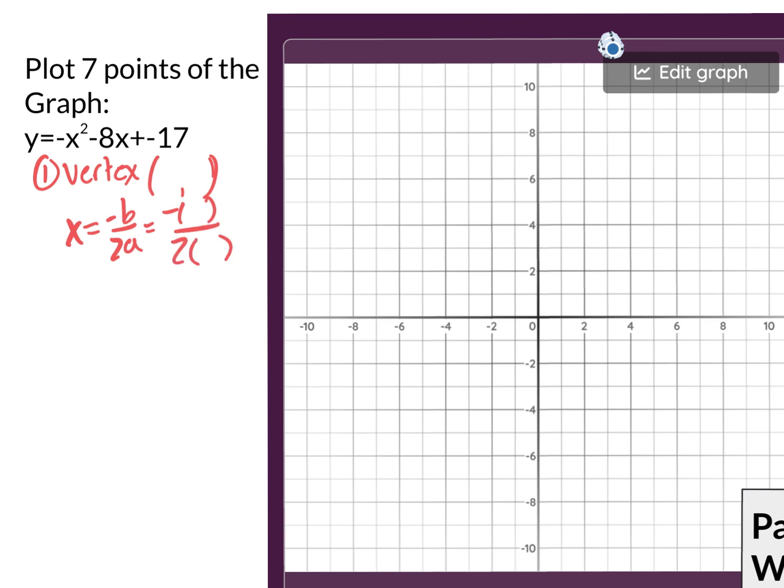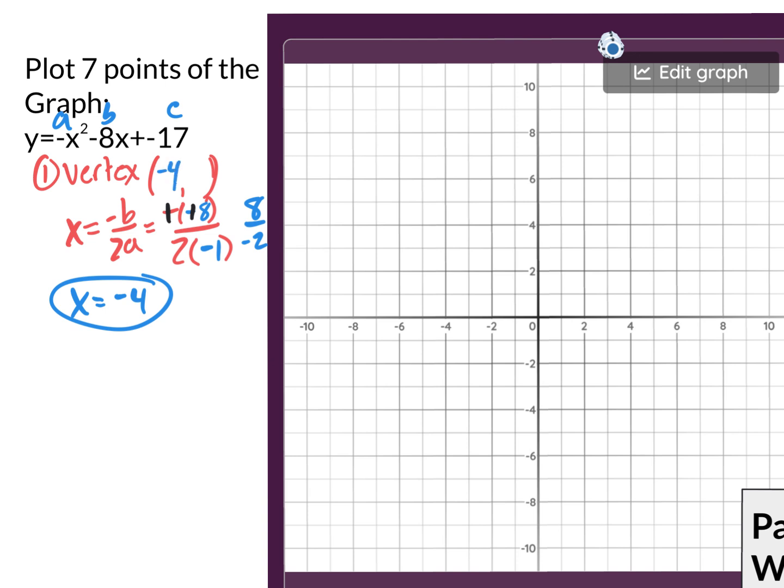Once you have it set up like that, go back and identify that the a value is -1, the b value is -8, and the c value you don't care about, it's not in the formula. Anyways, you're going to plug in the -8 as your b, the -1 as your a, and then do the math. Up on top, a -8 becomes a +8, and on the bottom, 2 times -1 is -2. So 8 divided by -2 gives you a -4. That tells you that the x value of your vertex is -4.